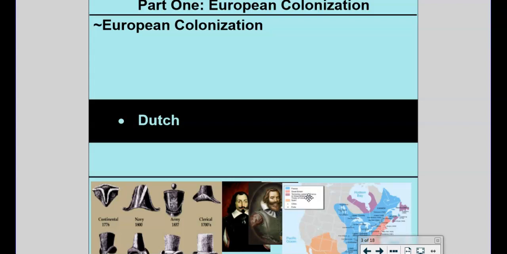And they had trouble basically getting going. They had trouble gaining a foothold. They never made much money off the fur trade. They weren't very well organized. The Dutch government back home didn't really care about them too much because they were making so much money in the Caribbean and in Southeast Asia.